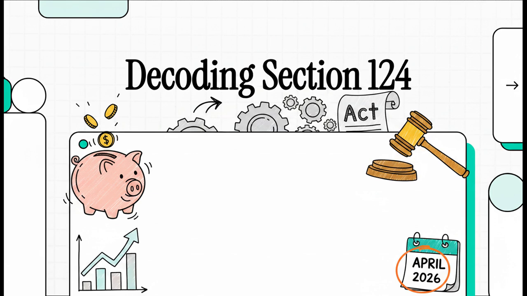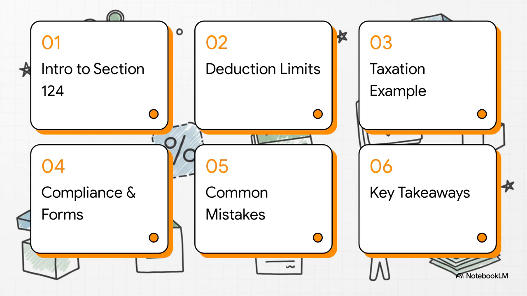Let's dive in. Here's our game plan for today's agenda. We'll cover: 1. An introduction to Section 124. 2. A breakdown of deduction limits. 3. A practical taxation example. 4. Compliance and necessary forms. 5. Common mistakes and misunderstandings. And 6. Summary and key takeaways. We're going to cover the whole shebang, from the legal foundation to the exact new forms you need to file.